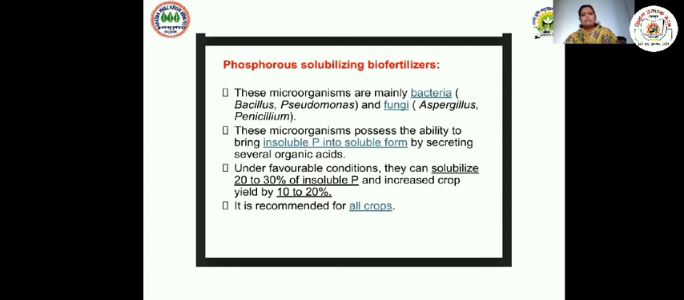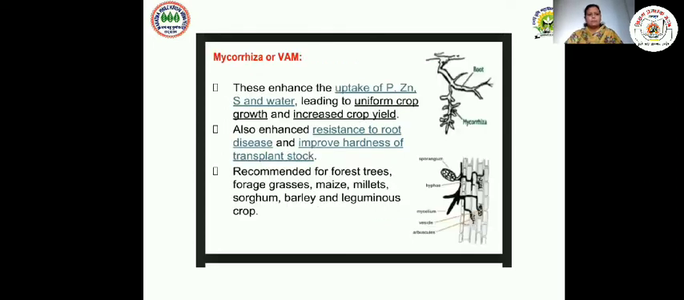Under favorable conditions, they can solubilize up to 20 to 30% of insoluble P and increase the crop yield by 10 to 20%. PSB is recommended for all crops. Another example is VAM, or mycorrhiza. This type of microorganism enhances the uptake of P, Zn, S, and water, leading to uniform crop growth and increased crop yield. It also enhances resistance to root diseases and improves hardiness of the transplant stock.